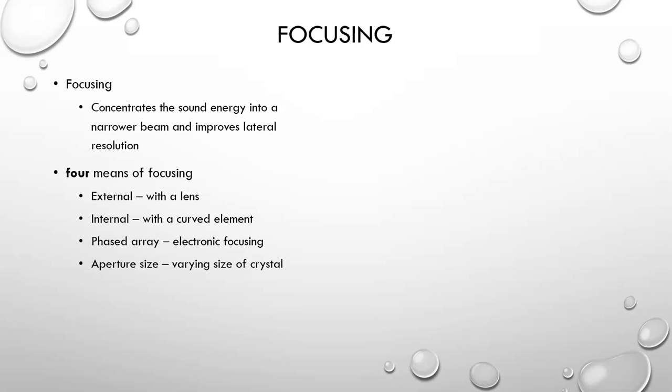One is external focusing, where we actually apply a lens over the crystal and focus the beam. The other is called internal focusing, where the crystal itself is carved into a shape which focuses the beam. The most common today is known as phased array focusing, which is electronic focusing, which we can adjust with our machines. And then lastly, there's aperture size, which is also done with phased array transducers. And this is a way of varying the size of the crystal depending on how many elements that you're going to fire off at a given time.